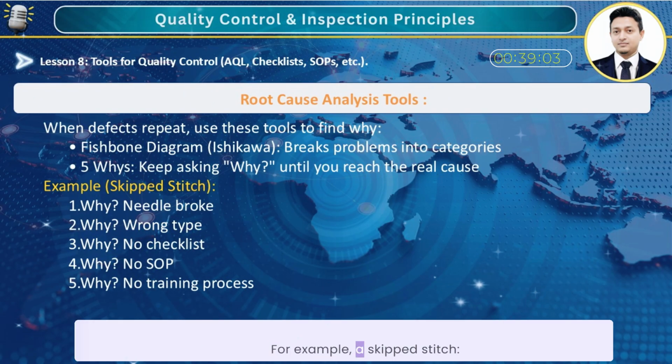For example, a skipped stitch. 1. Why? The needle broke. 2. Why? Wrong type of needle. 3. Why? No checklist. 4. Why? No SOP. 5. Why? No training process. And that's the root cause.